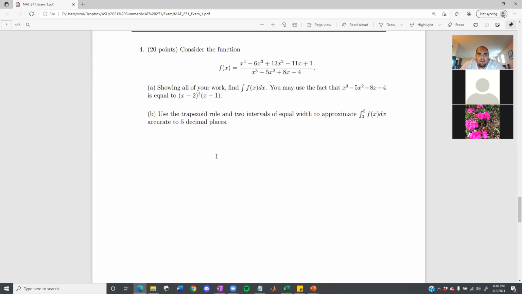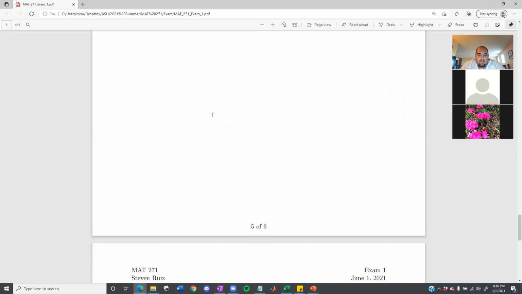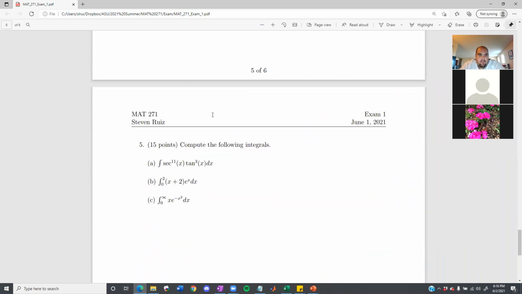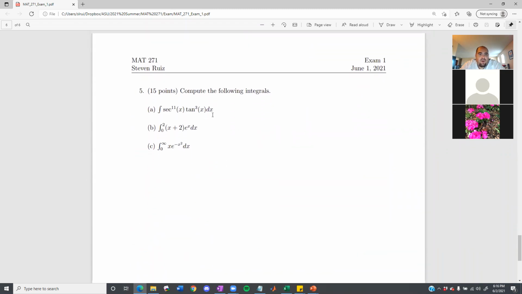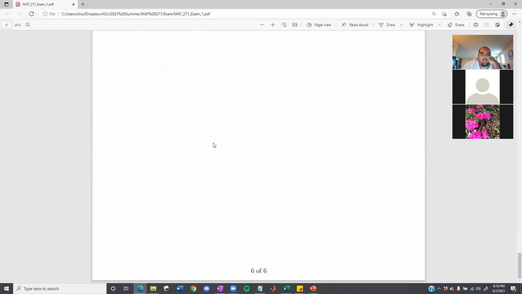The trapezoidal rule went really well, even for people who didn't do A correctly. And 5 overall went really well. If one of these was more commonly missed than the others, it was B. A few people didn't realize that integration by parts is the way to go there, or just had an error doing that. But overall, 5 went pretty well.